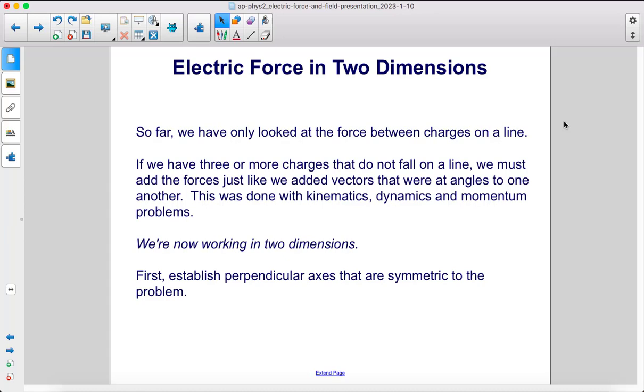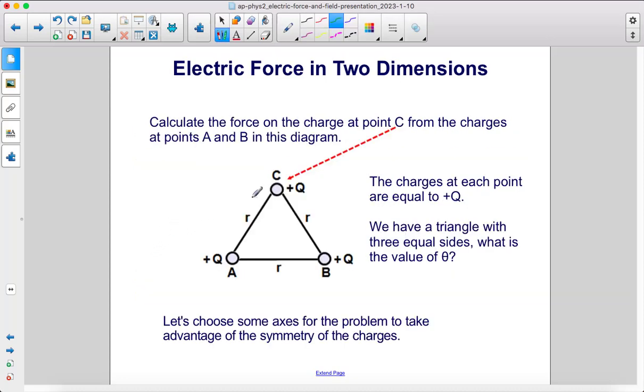First, establish perpendicular axes that are symmetric to the problem. Here's the problem we're going to solve. Calculate the force on the charge at point C due to the charges at points A and B in this diagram. The charges at each point are equal to plus Q. So here we have the same charge on all three locations. We have a triangle with 3 equal sides. So therefore, what is the angle here? Well, 60 degrees, right? 60, 60, 60, add up to 180.